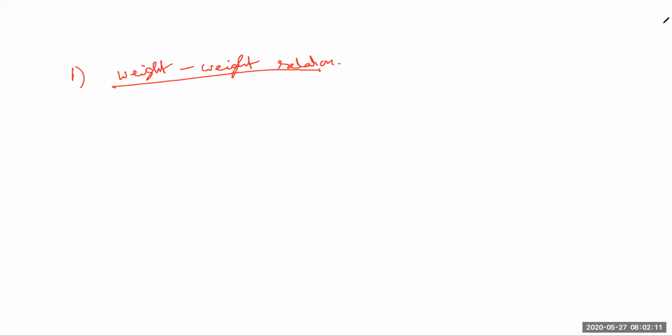What do weight relations mean? Whenever the question gives the weight of reactants and asks for the weight of products, or else gives the product weight and asks how to calculate the reactant weight. That means only the reactants or products are given by weight. Now I'll give one question, then you will come to know what the relation is.